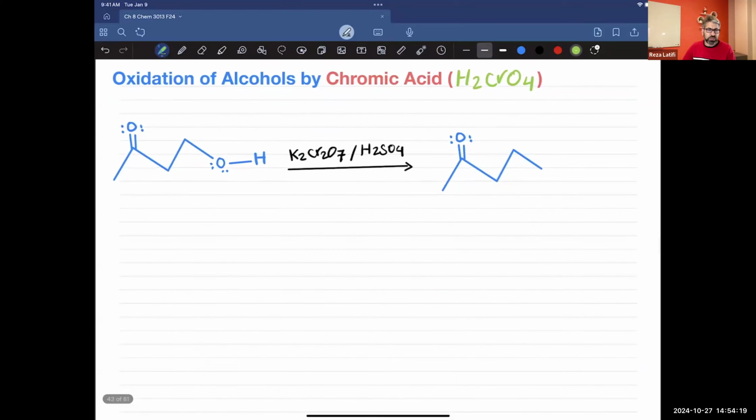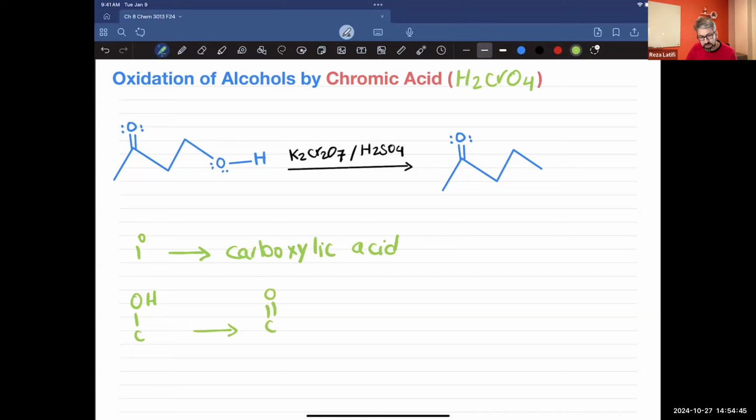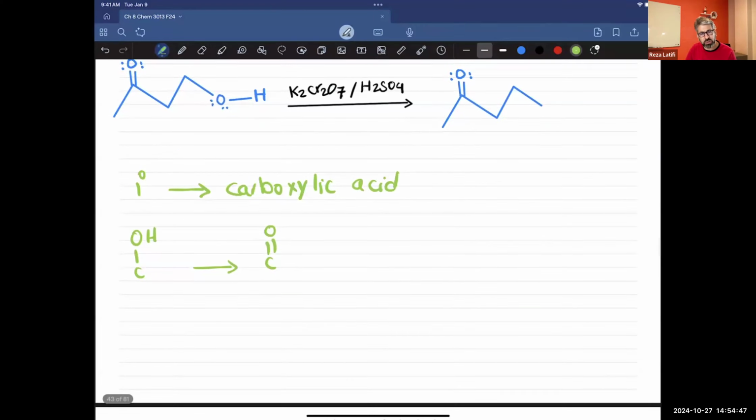Now, the Jones reagent, or the chromic acid, will take a primary alcohol and turn it to carboxylic acid. It means the OH that is attached to a primary carbon is going to turn to a double bond between carbon and oxygen. Also, we will get this OH, and that's going to be the carboxylic group.